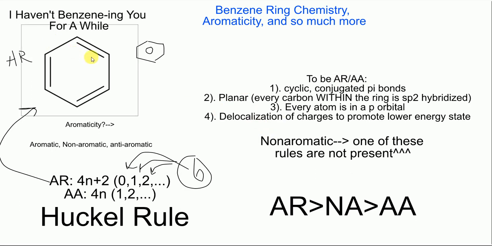Okay. So if it's not a cyclic planar ring, then it's non-aromatic. If it's just a straight chain, it's non-aromatic. It doesn't matter if it's conjugated. It has to be cyclic, it has to be planar, it has to be conjugated, and it has to have these other two things. Okay? But those are the main.